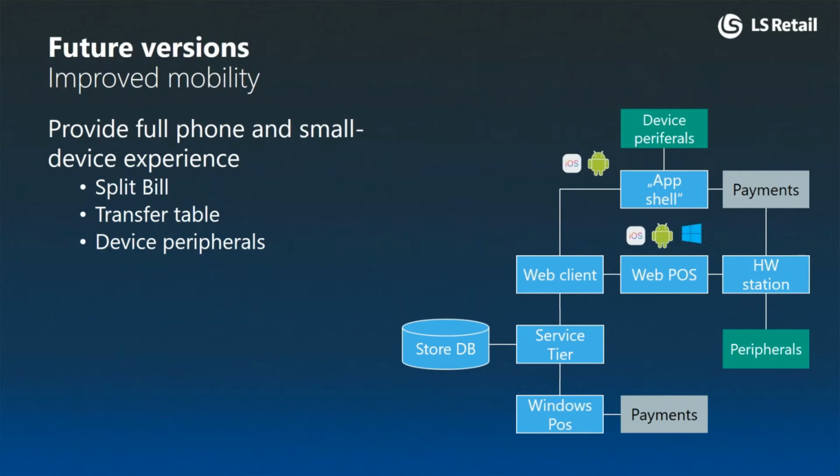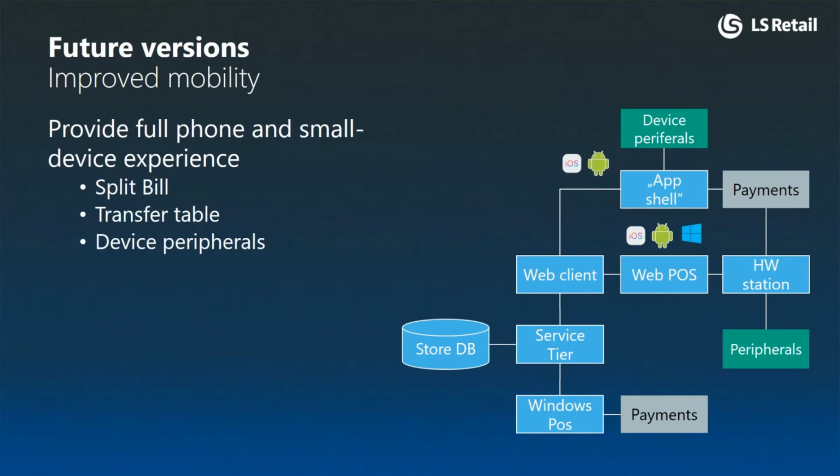One of the limitations of the Web POS when run in a browser is that the POS cannot communicate with the built-in device peripherals, such as a scanner, magnetic stripe reader, camera, etc. Therefore, we are also working on a new app, which we call App Shell, which will be later available both on Android and the iOS platform, and enable payments on these devices as well. And here on the slide you can see how this works.